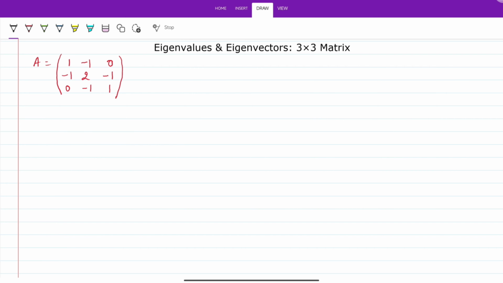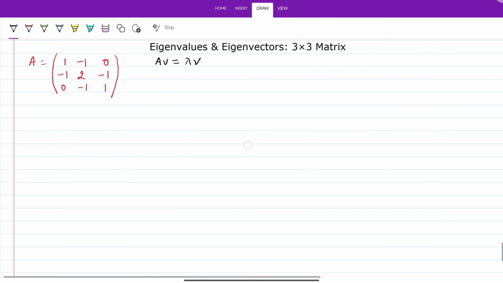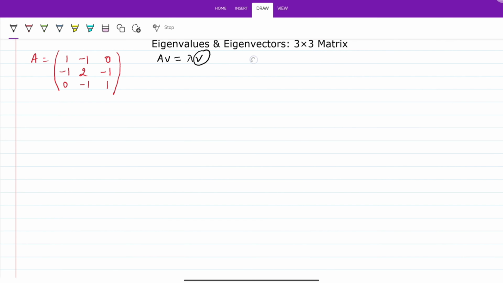to tackle 3 by 3 matrices. This involves a bit more calculation, but the principles are the same. Let's dive in. Remember, eigenvalues are the values lambda that satisfy the equation A times V is equal to lambda times V, and eigenvectors are the corresponding vectors V. We find eigenvalues by solving the characteristic equation, which is given by determinant of A minus lambda I is equal to 0.